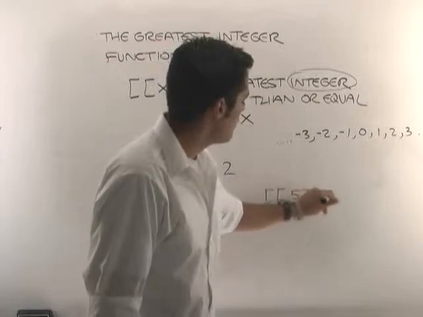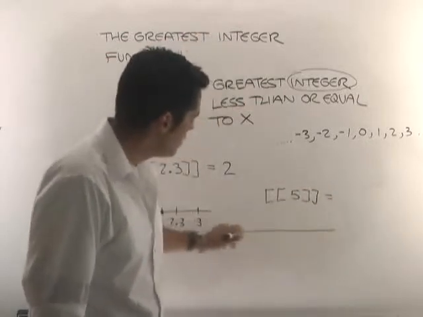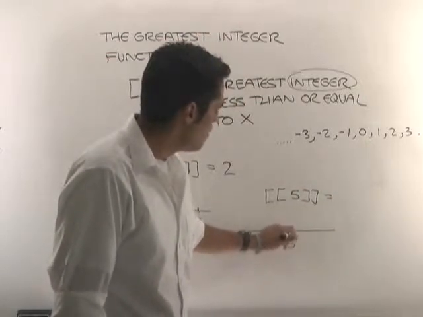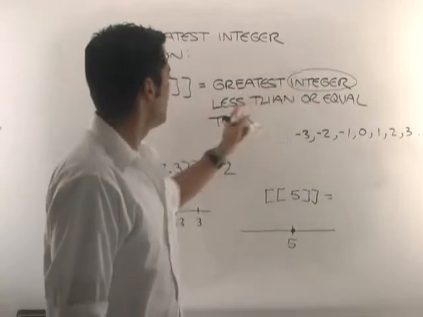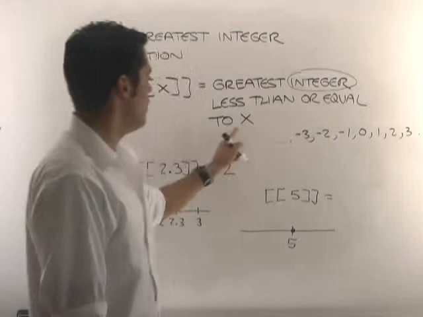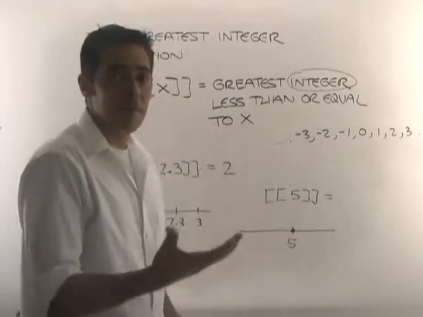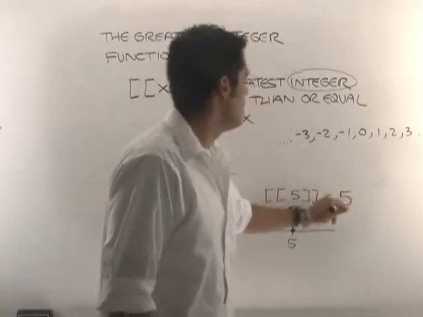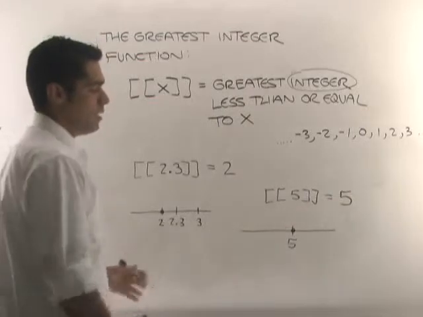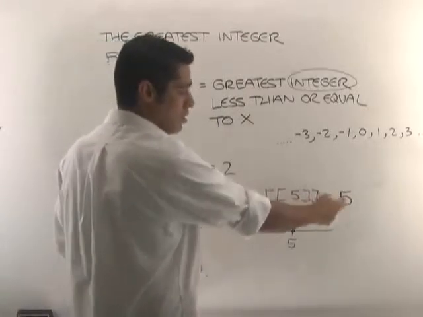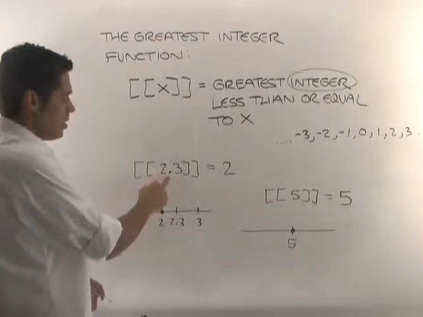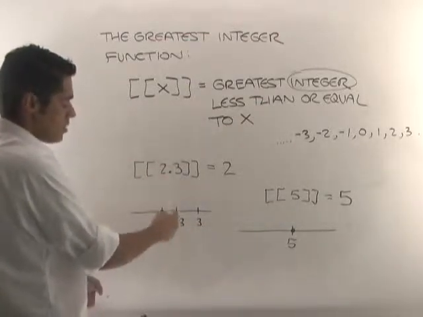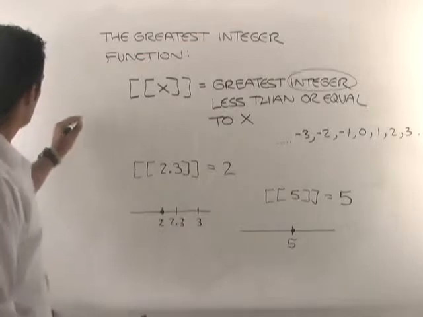Well, if we look at 5, 5 is an integer. So if we're asked to find the greatest integer less than or equal to 5, 5 itself is an integer, so the answer is 5. So this is the basic story. If what you're plugging in is an integer, your answer is just that. If you're plugging in a number that's not an integer, then you're looking for the integer to the left of it. Let's do one more here.